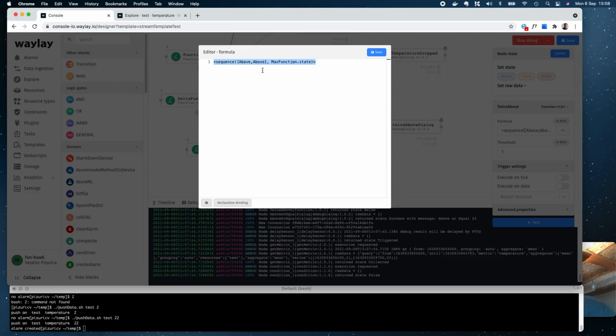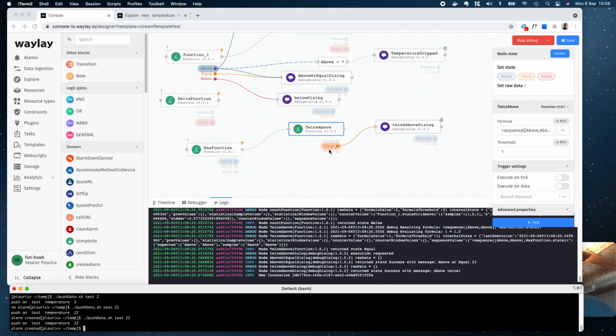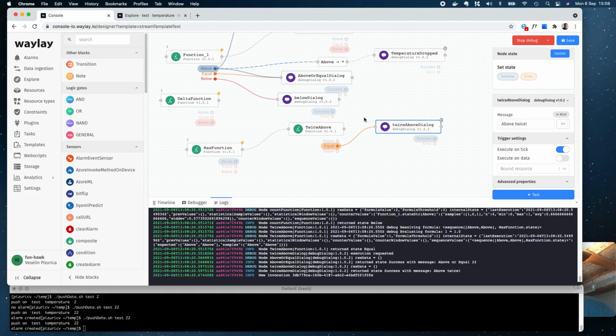formula of the function node, which is to say, look at the state of this previous node, and if I see twice above in a sequence, then I know that this function has executed twice with the state above. And let me now put 22 again. And we'll see now it's equal, meaning that we had once a sequence of above, and because of that, we have also pushed here a message that indeed we got twice the state of this being above.